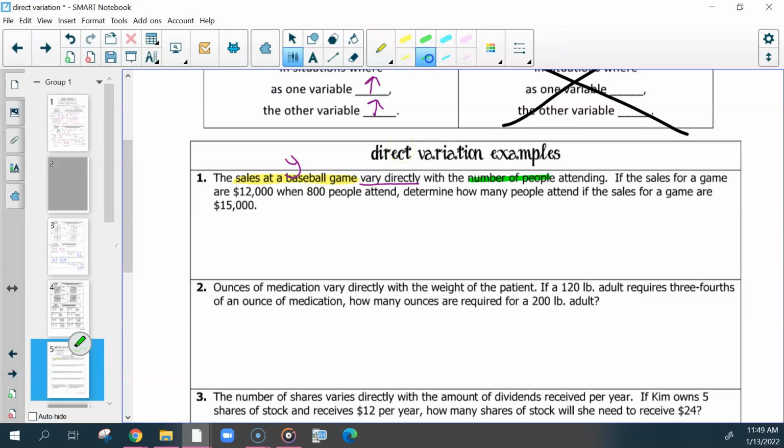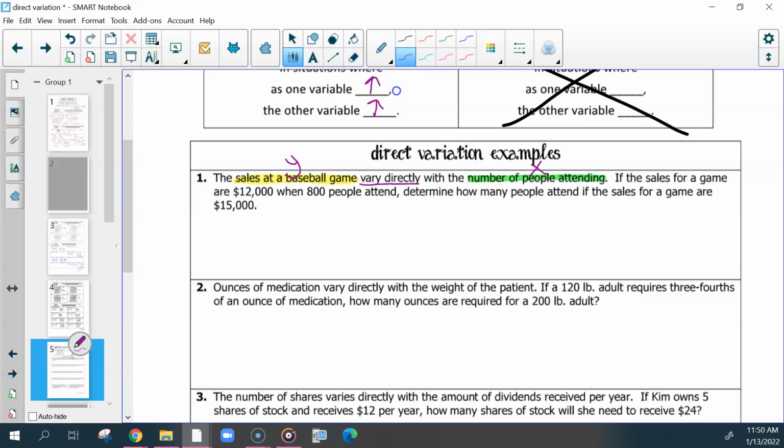Yes. Okay. That's unusual. For these problems today, that is not changeable, yes. For inverse, that might be different, but I don't know off the top of my head. And when we do joint and combined, that might be different. But for these today, no, they will not be. Okay, so then the number of people attending would be our X.